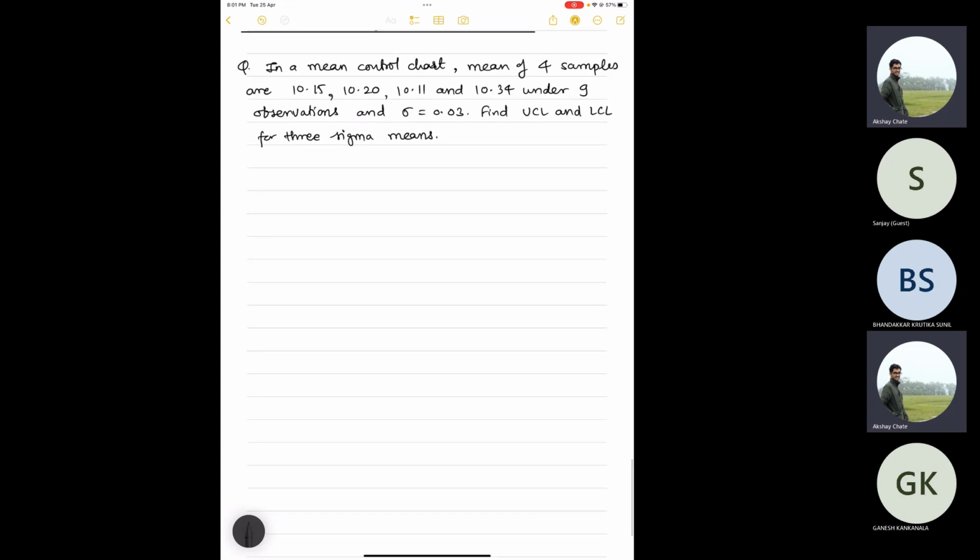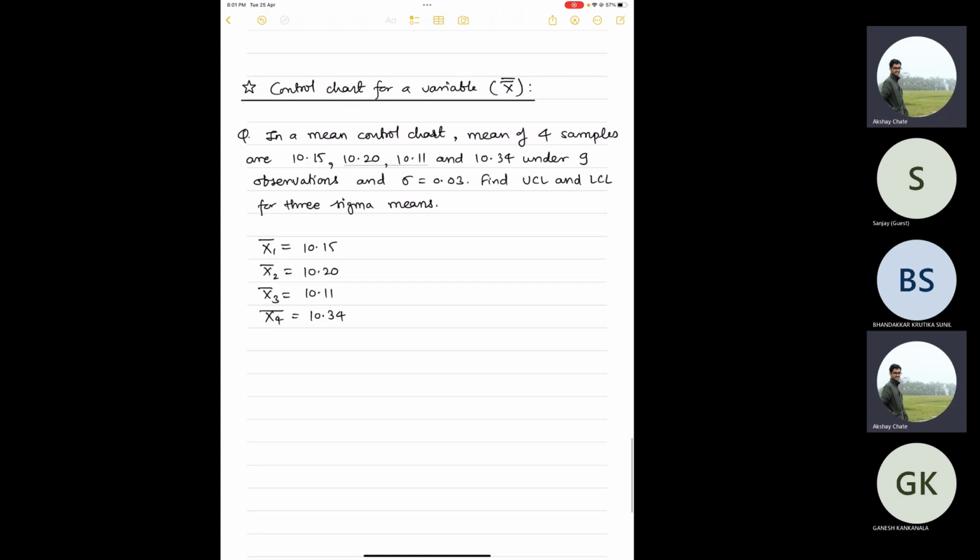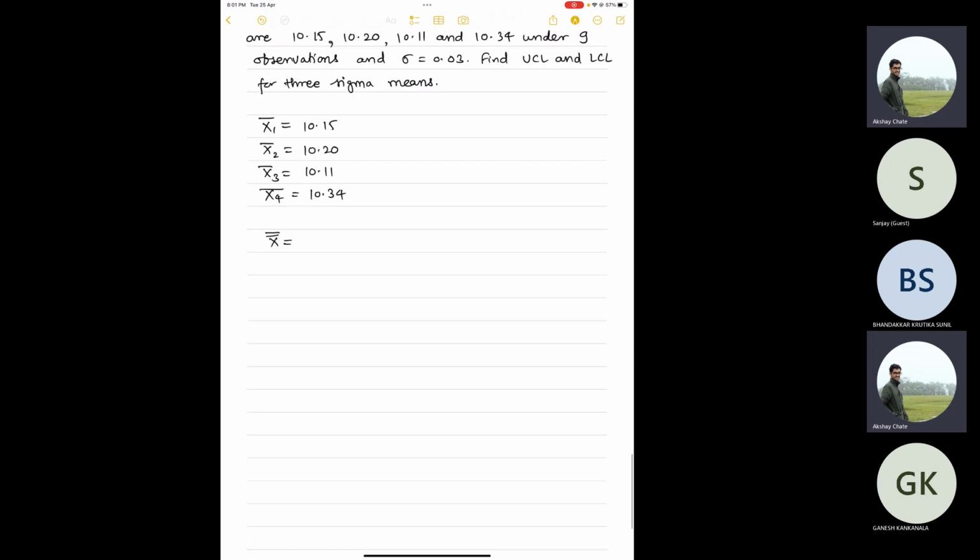So now you have x1 bar, which is the first mean, 10.15, x2 bar, which is the second mean, 10.20, x3 bar is 10.11, and this is 10.34. Now as this is a mean control chart, you have to take the average of averages. That's why the double x bar. So that will be 10.15 plus 10.20, 10.11 plus 10.34 divided by 4. So this will be 35 plus 45, which is 80 by 4, 20. So it will be 10.20.